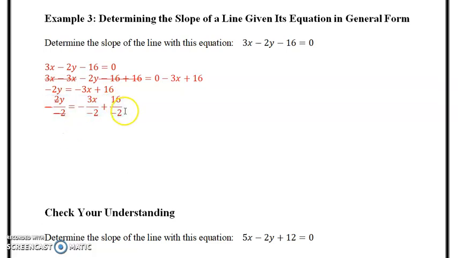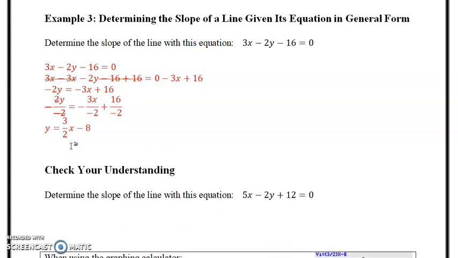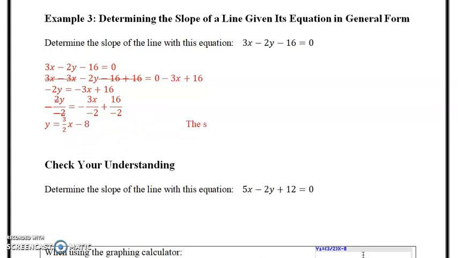So let's clean this next line up. And we get y. The negative divided by negative is a positive, so we'll clean this up. We'll get 3 halves x, and then the plus 16 divided by negative 2 gives us negative 8. And your equation is now in slope-intercept form, so we can answer the question. The slope of this equation is 3 halves. And you're finished. It's just that easy.